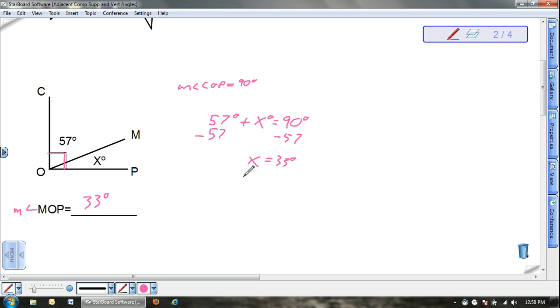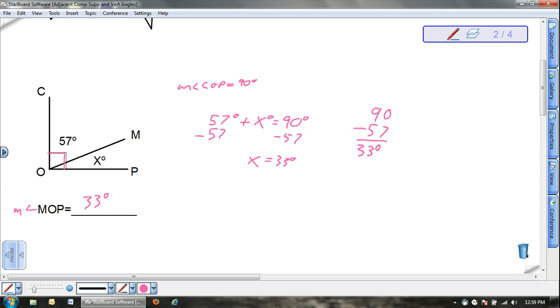Now this right here, I did sort of an equation method to do it, and it would be very important for you to learn how to set these up. So it's just this one plus that one equals the bigger one. But you can also, if you'd like to, use a more intuitive method, which is we just take 90 minus 57, and we know that it's 33 degrees. You need to be able to do both.